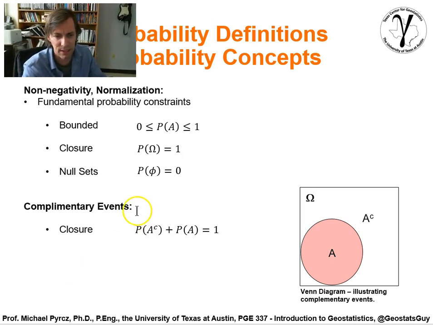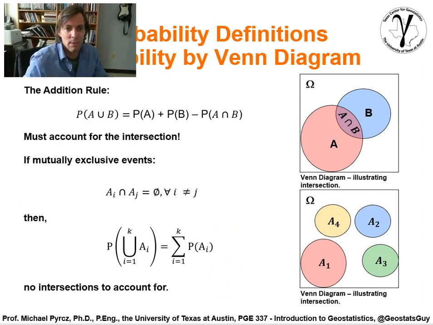Closure is interesting too. Closure is quite straightforward, and it suggests that the probability of A complement, all of this white area, of A not happening, plus the probability of A happening, is equal to 100%. That's closure. Okay? Let's talk about the addition rule, and we're getting into a little bit more complicated operators, but it should still be pretty straightforward.